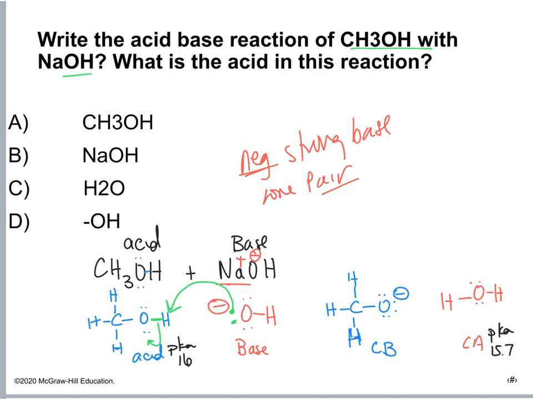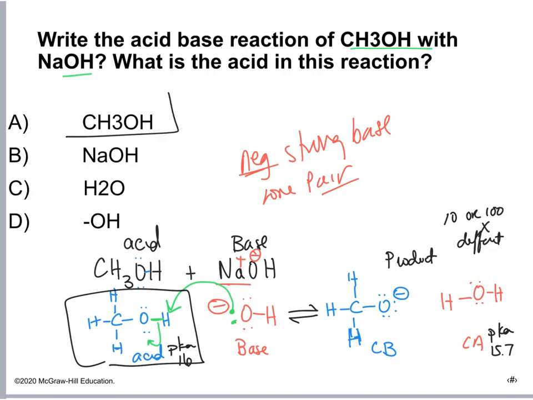So at this point, if you're just 10 or 100 times different, those are going to be these equilibrium values where they're 50% products and 50% reactants. What is the acid in this reaction? So here the acid is methanol.